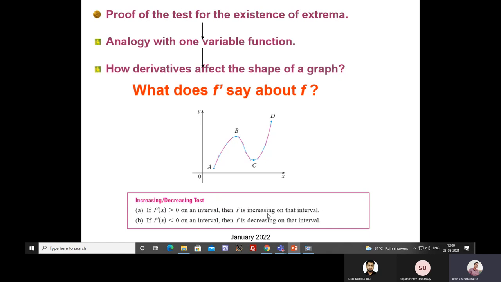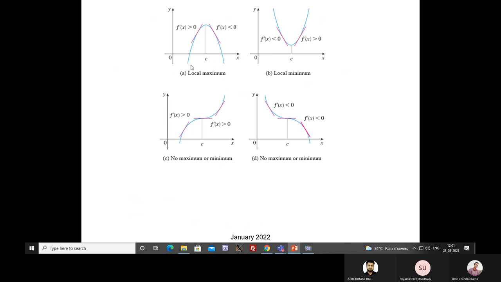Next thing, it is about maximum or minimum value of a function. See, when the function changes from increasing to decreasing, the function has a maximum. Okay. And when it changes from decreasing to increasing, it has a minimum. Is it okay? Of course, we are talking about local maximum and local minimum. Okay.